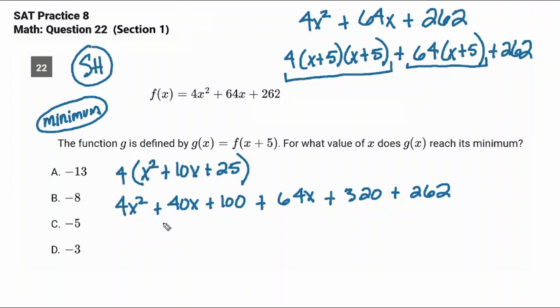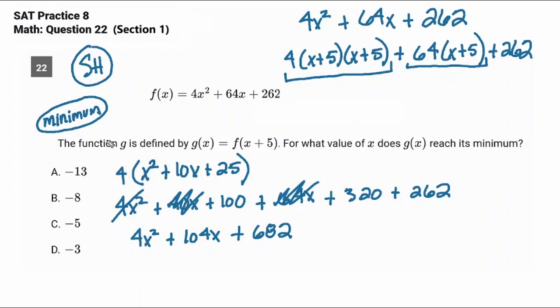Here's an x squared term. Are there any others? No. Little trick here, once you're done with that term, cross it out. Next thing is the x terms, 40x and 64x. Use your calculator. 40 plus 64. That's 104x. I'm going to get rid of those. And then now I just got 100 plus 320 plus 262. This part doesn't matter, but we don't necessarily know that at this point. Okay. All of this reduces to this thing right here.